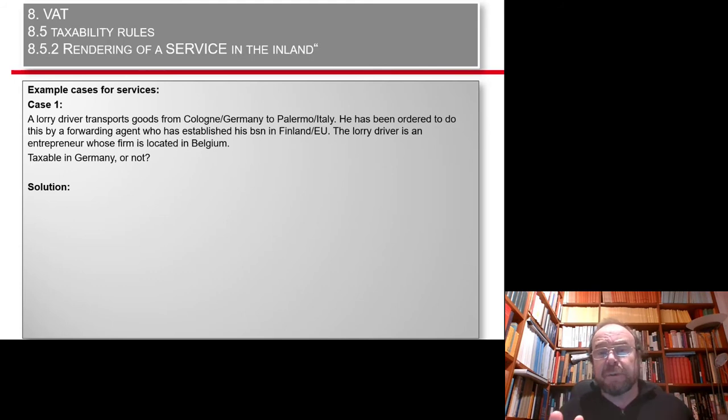Let's again show you how such a case will work. A lorry driver transports goods from Cologne, Germany to Palermo, Italy.